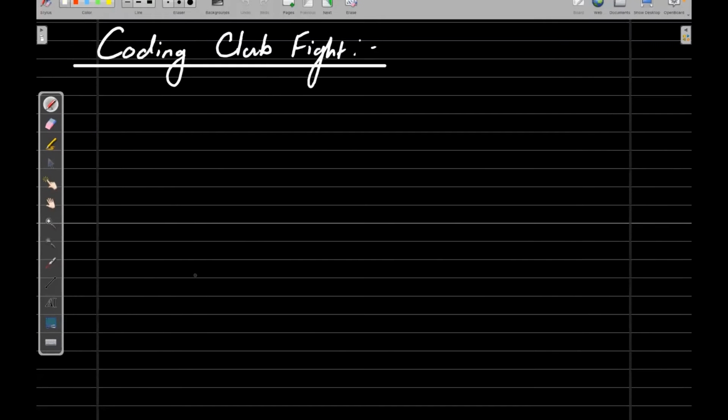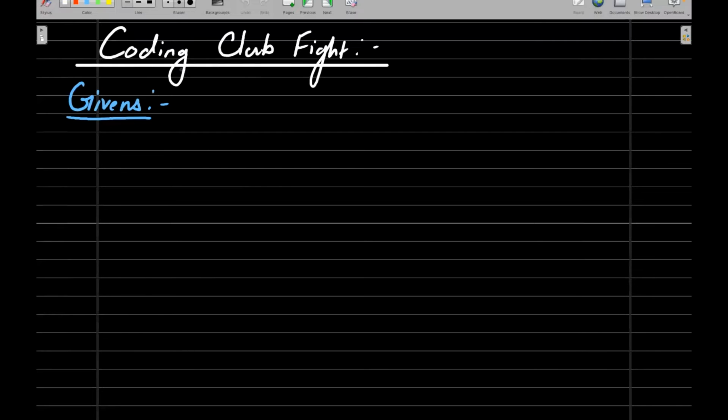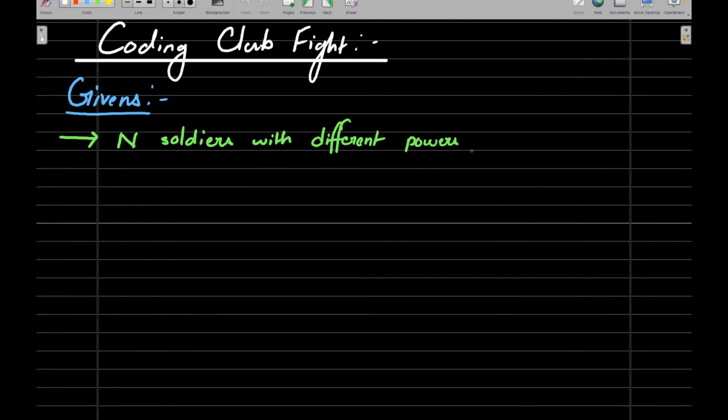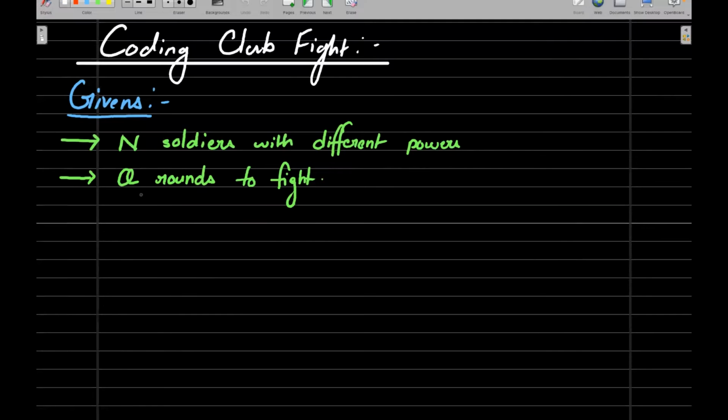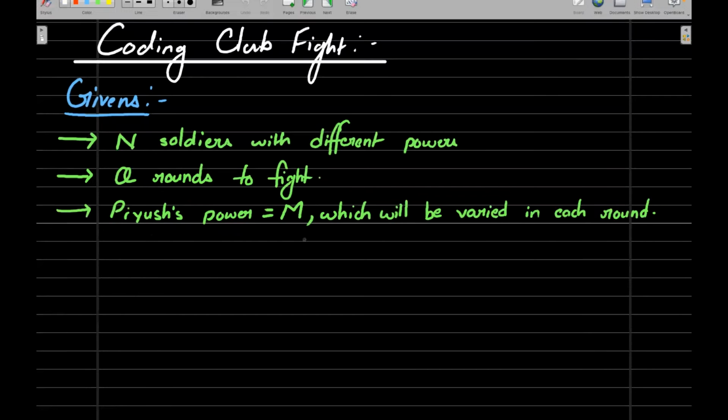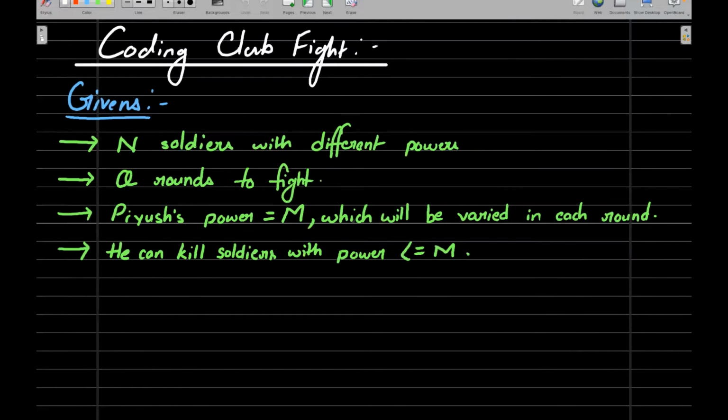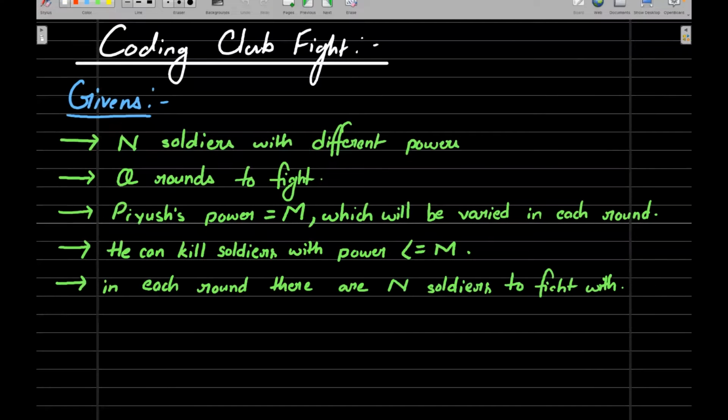So now let's first write the givens. What are our givens? Givens are n soldiers with different powers. We have Q rounds to fight. Piyush's power equals M, which will be varied in each round. Piyush can kill soldiers with power less than or equal to M. And in each round, there are n soldiers to fight, meaning all the soldiers who were killed in the previous round become alive again in the next round. So there are always n soldiers to fight with.